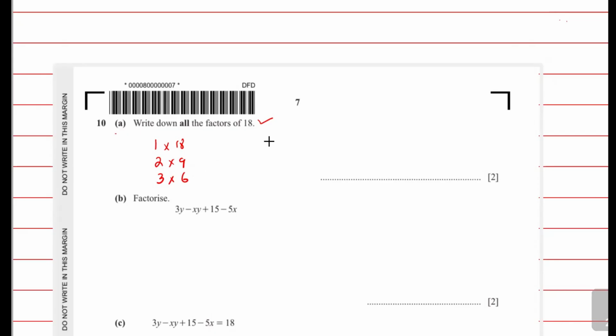And you can write these factors. Firstly, you will write 1, 2, 3 are the factors of 18. Next, 6, 9, 18. And these are the factors of 18. Therefore, this is the answer.